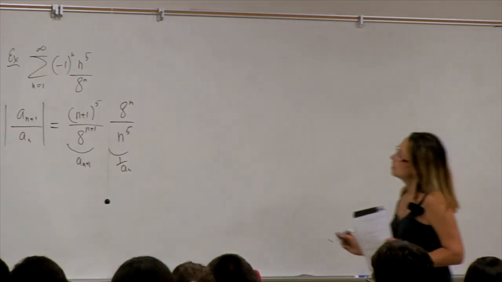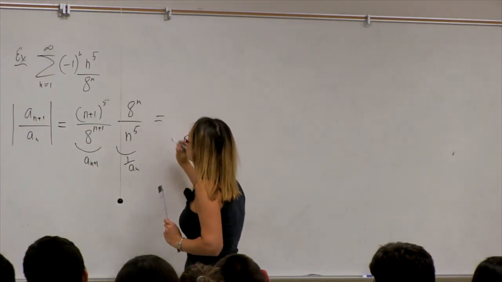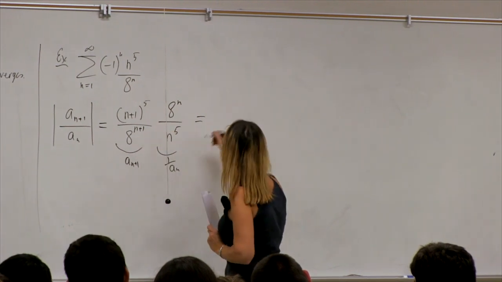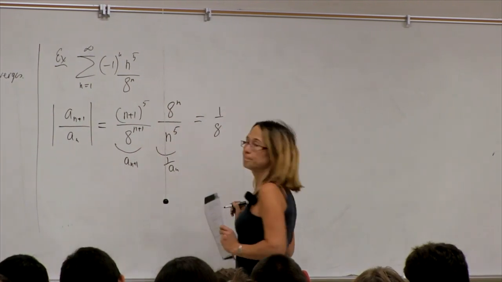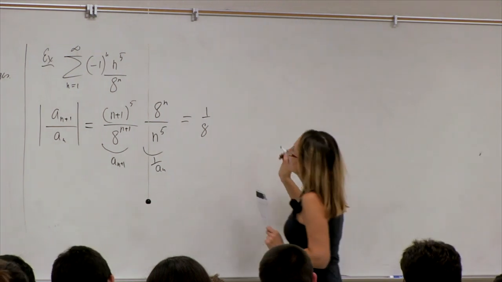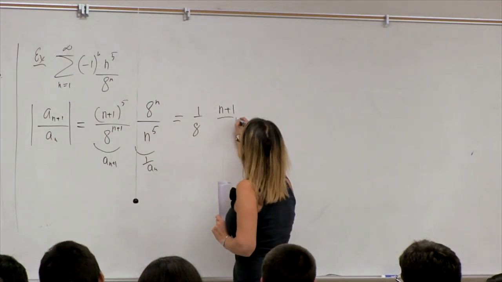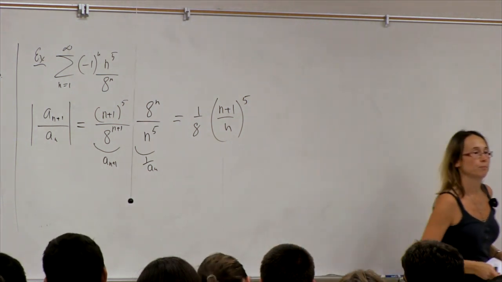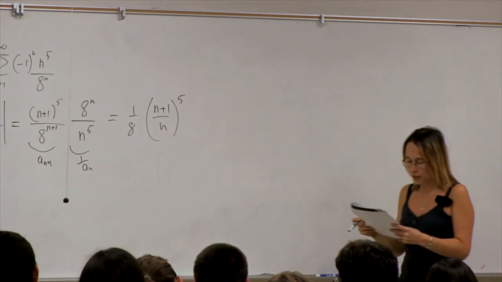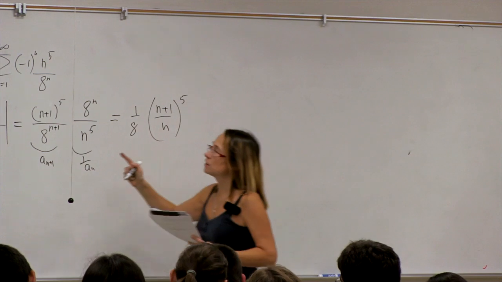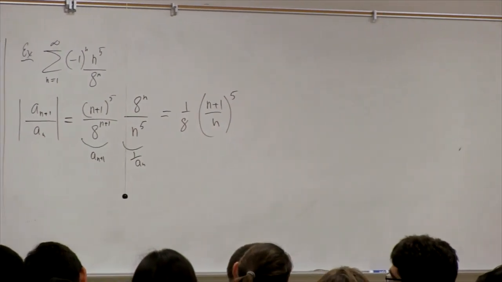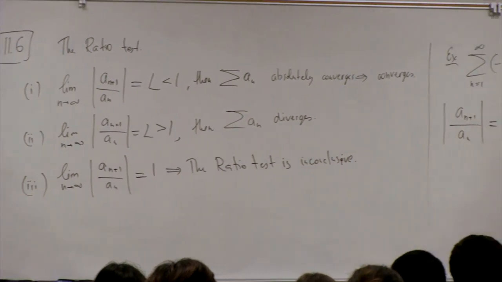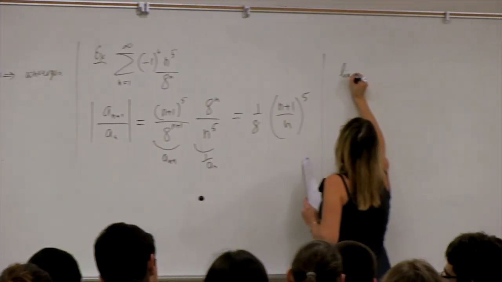Now we simplify in the following way. We have 8 to the n, and we have 8, so I have 1 over 8. And I have (n+1) over n to the same power. So this is a simplification. And the test requires me to look at the limiting behavior of this ratio. Let's do that.